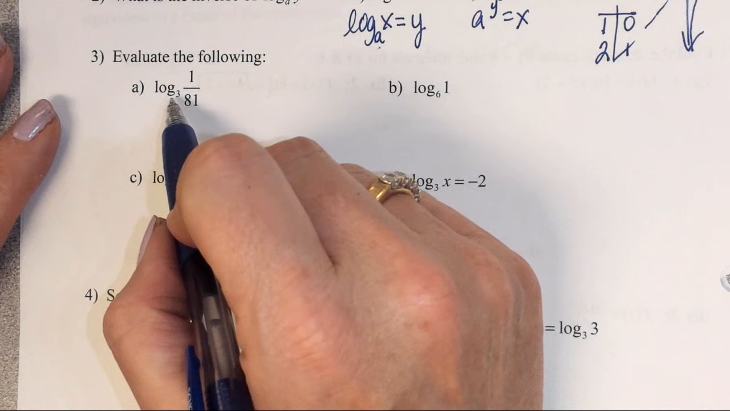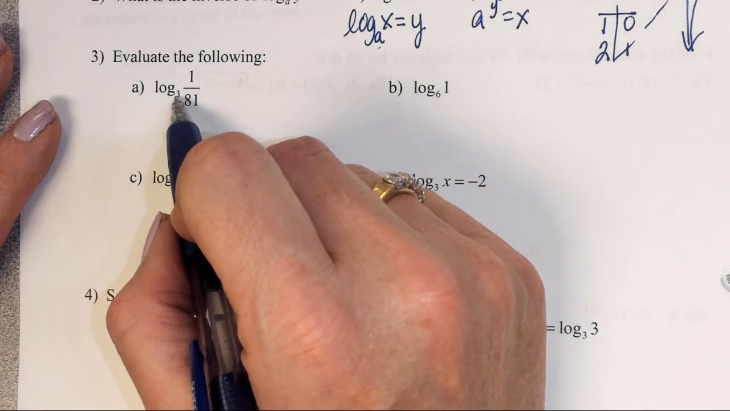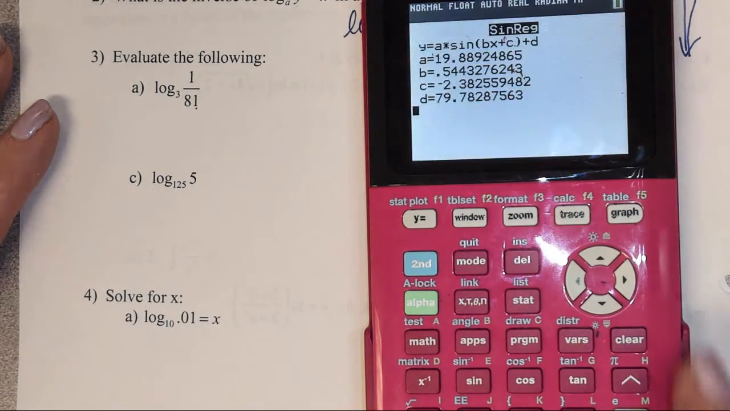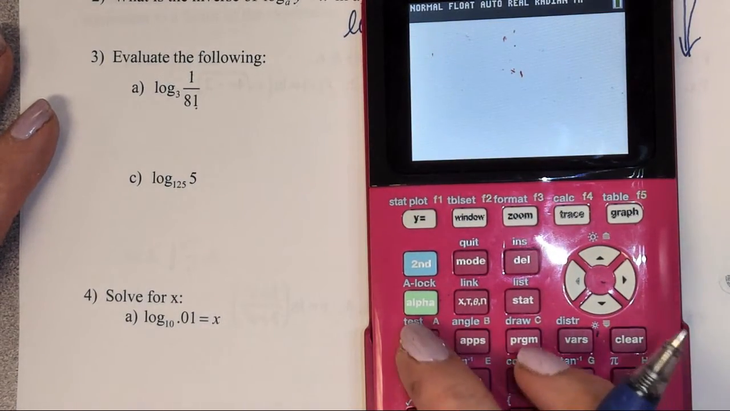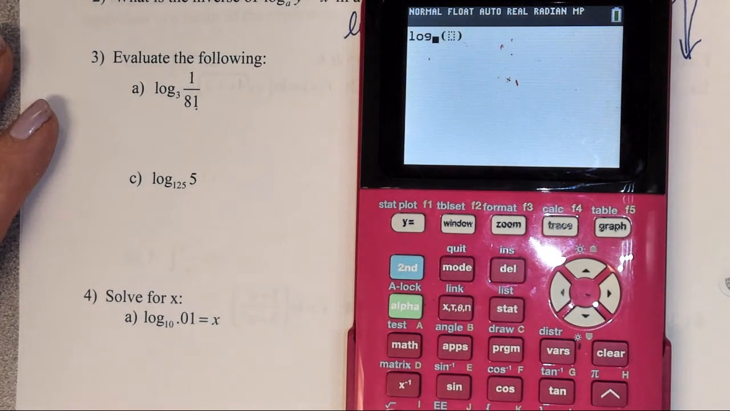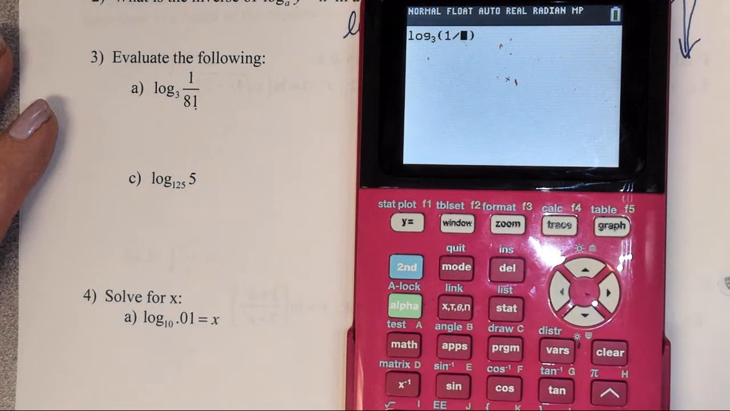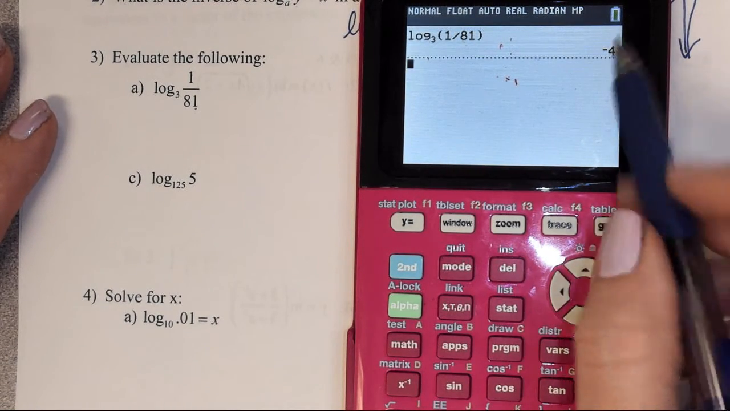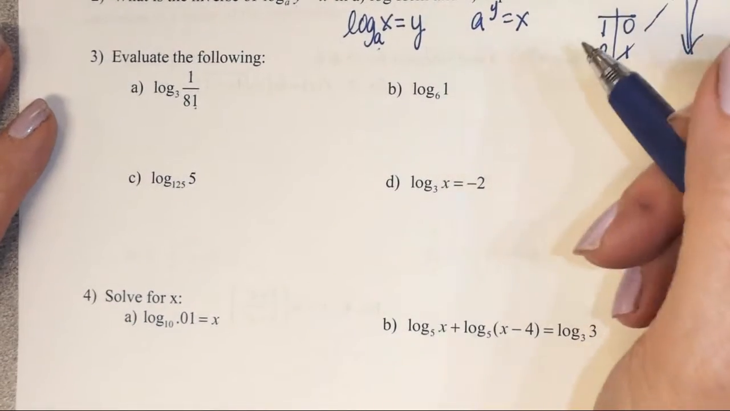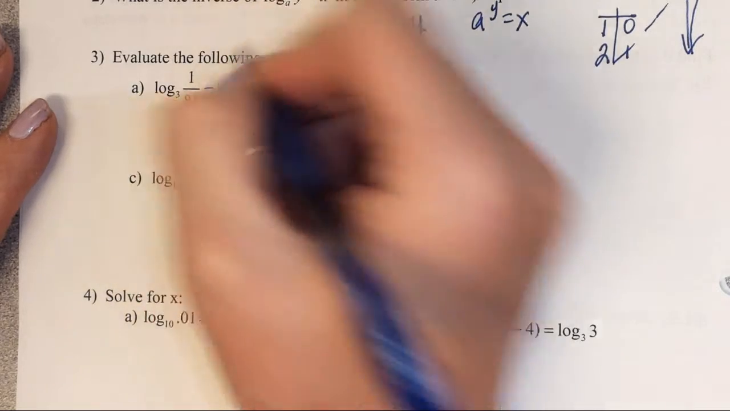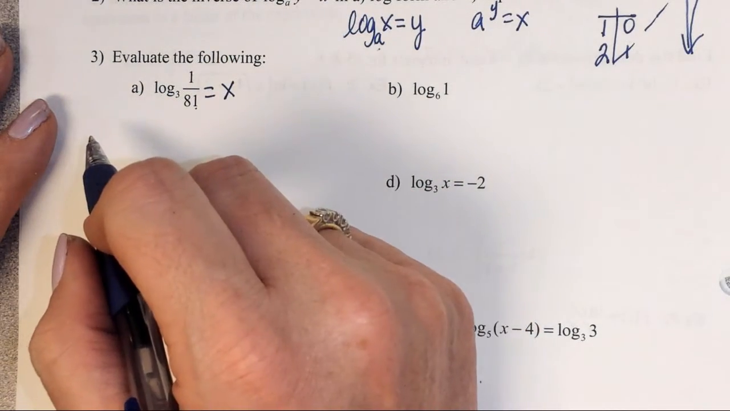All right, so this problem we're trying to evaluate. We have log base 3 of 1 over 81. I could do this on my calculator. Watch how I can do it. I can go under math and I can arrow up and get to log base. And I can do log base 3 of 1 over 81. And my calculator tells me it's negative 4. But why is it negative 4? Well, think about what it means. I just say this equals x. How would I swirl this around and turn it into an exponential?